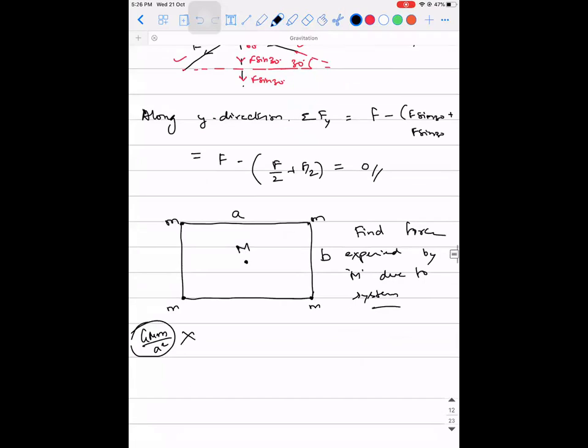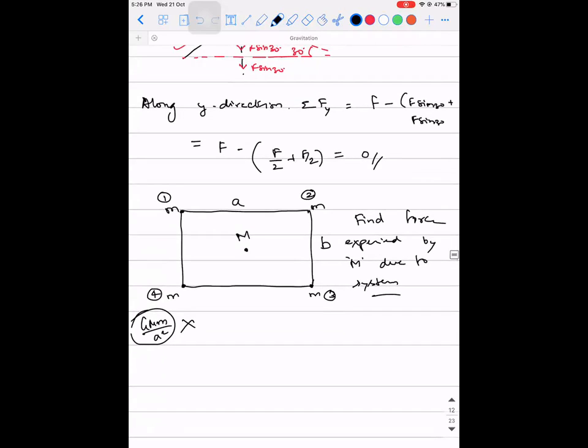See, number the forces, number the masses: 1, 2, 3, and 4. Between M and capital M, there will be a force in this direction. Here it will be in this direction. Here it will be in this direction. Sir, I have a doubt. 4A square. Is it 0, sir? That's the answer.